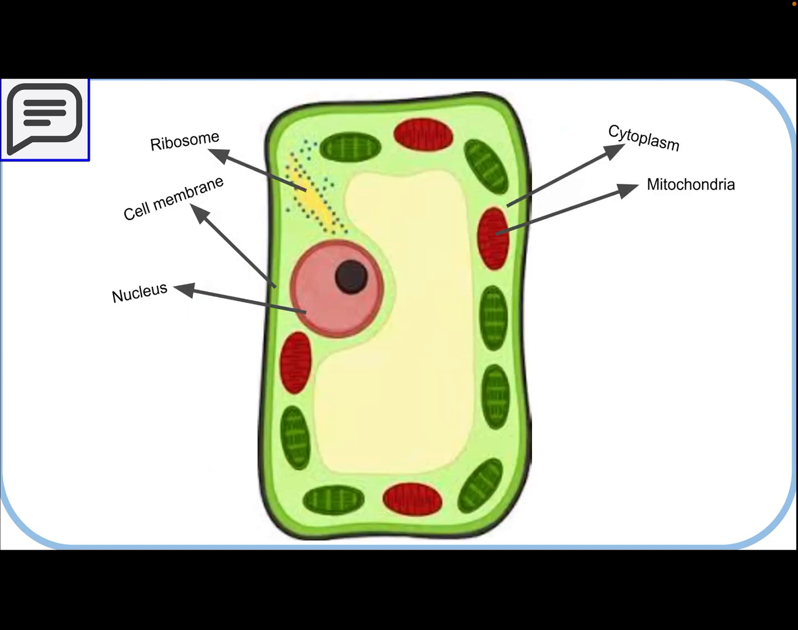Now, plant cells usually have all the bits that animal cells have, plus a few extra things that animal cells don't have. So chloroplasts are where photosynthesis occurs and makes food for the plant. They contain a green substance called chlorophyll, which absorbs the light needed for photosynthesis. A rigid cell wall made of cellulose supports the cell and strengthens it. And a permanent vacuole contains cell sap, a weak solution of sugar and salts.